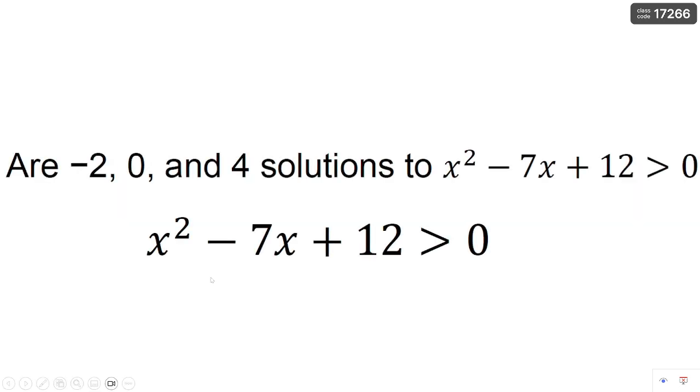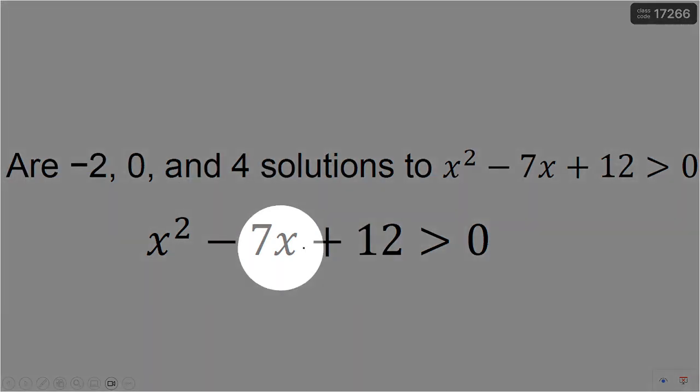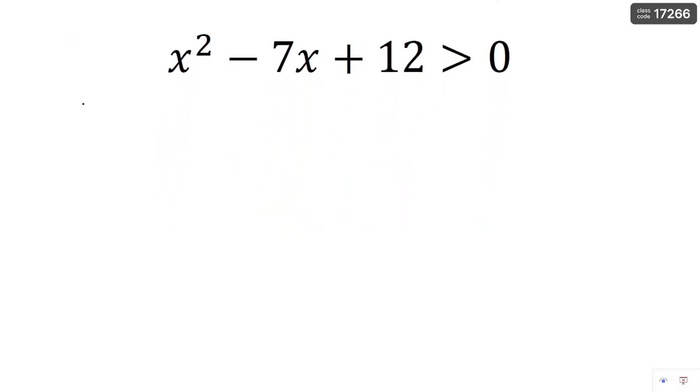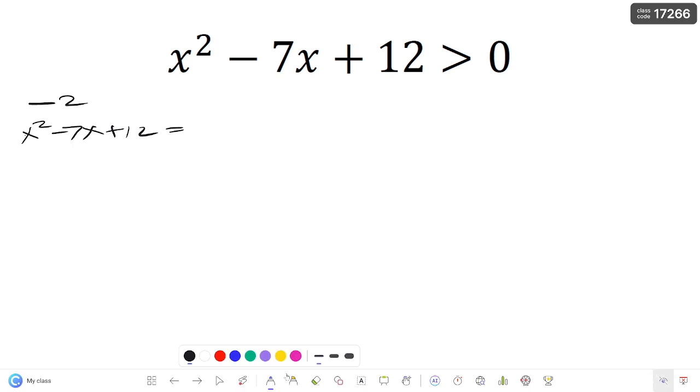Now, are negative 2, 0, and 4 solutions to x squared minus 7x plus 12 greater than 0? So, ito yun, pinalaki lang natin. Solve natin kung solution yung negative 2, 0, and 4. Unahin natin yung negative 2. Sasubstitute lang natin yan sa given inequality na x squared minus 7x plus 12 is greater than 0.